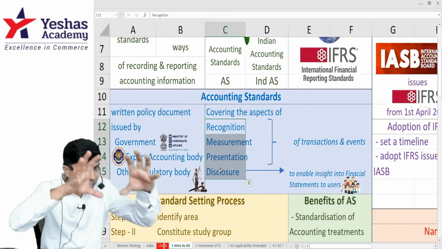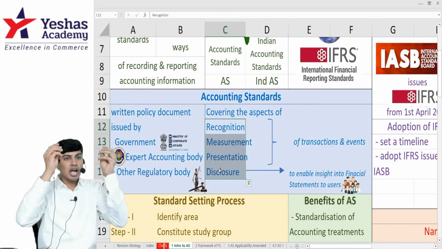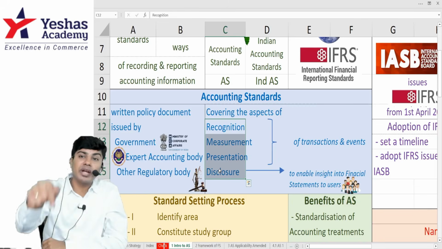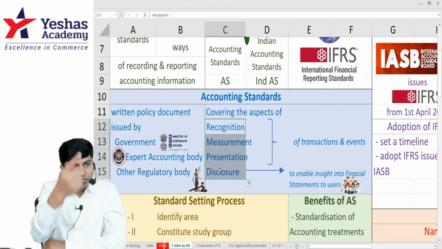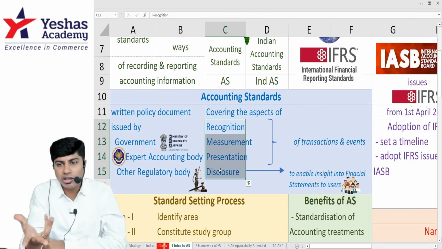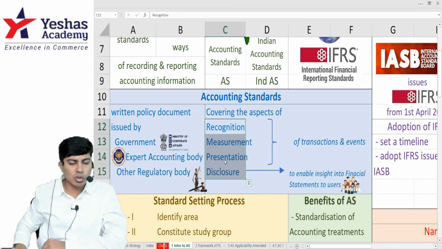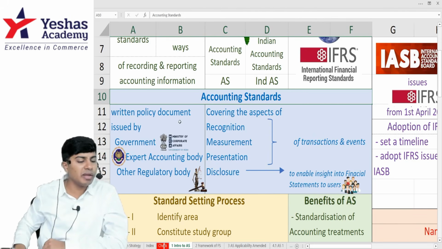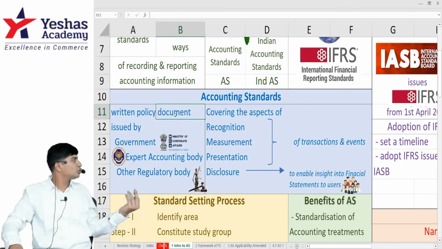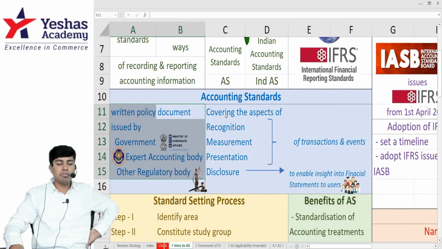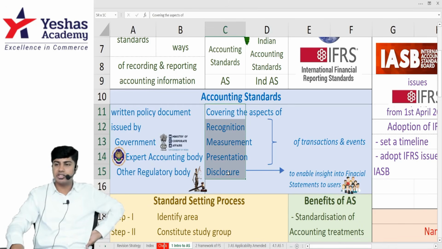Recognition: how to identify the transaction. Measurement: how to measure it in terms of money. Presentation: where to write it. Disclosure: after writing, what should I tell about it? All four points have to be covered by an accounting standard. So what are accounting standards? They are written policy documents issued by the government, expert accounting body or other regulatory body, covering the aspects of recognition, measurement, presentation and disclosure.